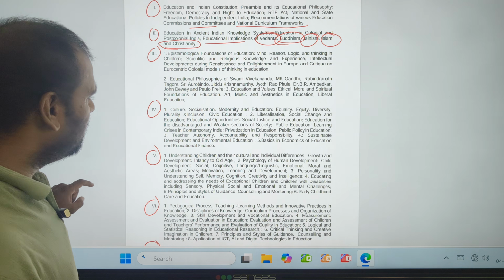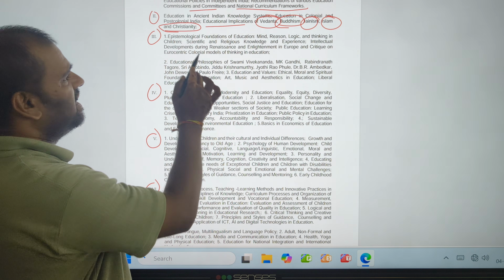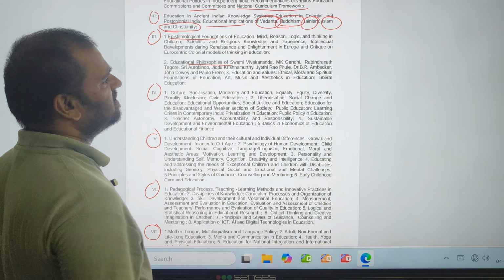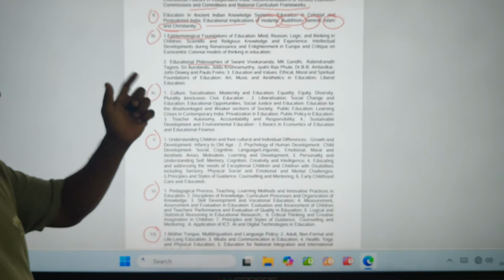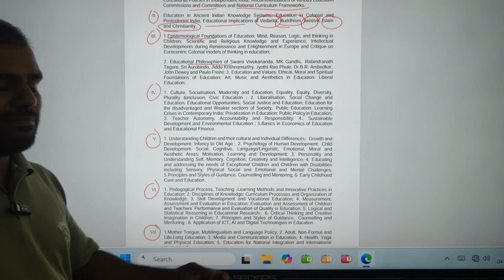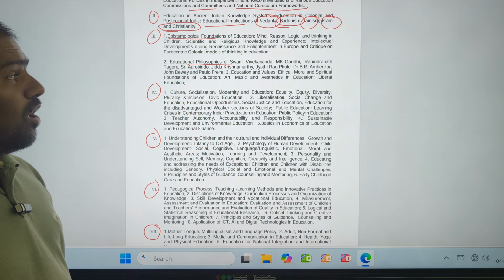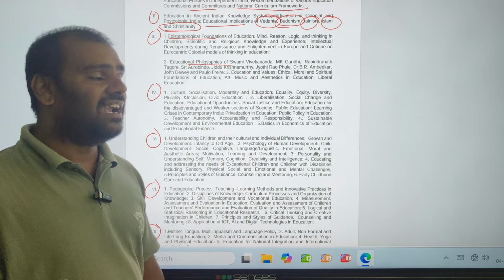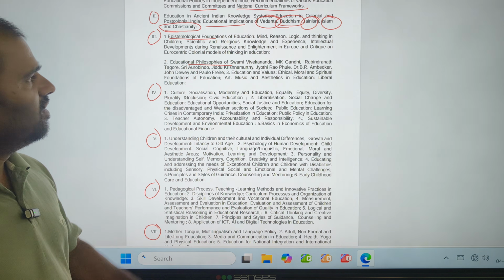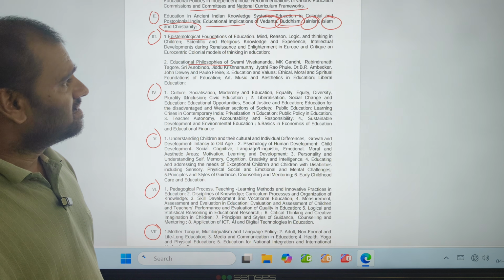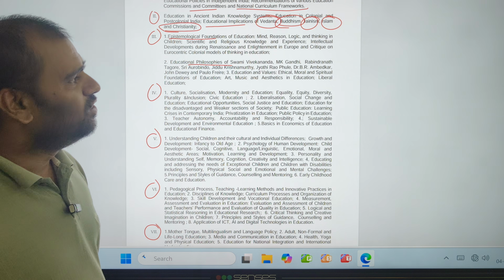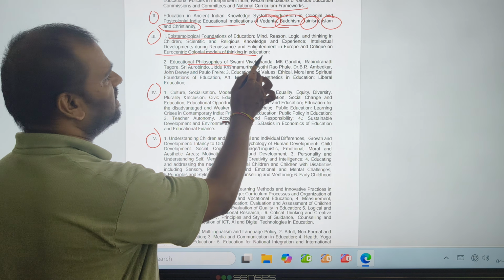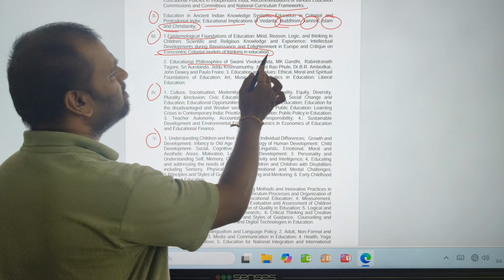Now Chapter 3 has two parts. What are they? Epistemological foundations and philosophical foundations of education. Epistemological foundations of education: what is mind, reason, logic and thinking in children, scientific and religious knowledge and experience, intellectual developments during the Renaissance and Enlightenment in Europe, and critique of Eurocentric colonial models of thinking in education. This is very much important.